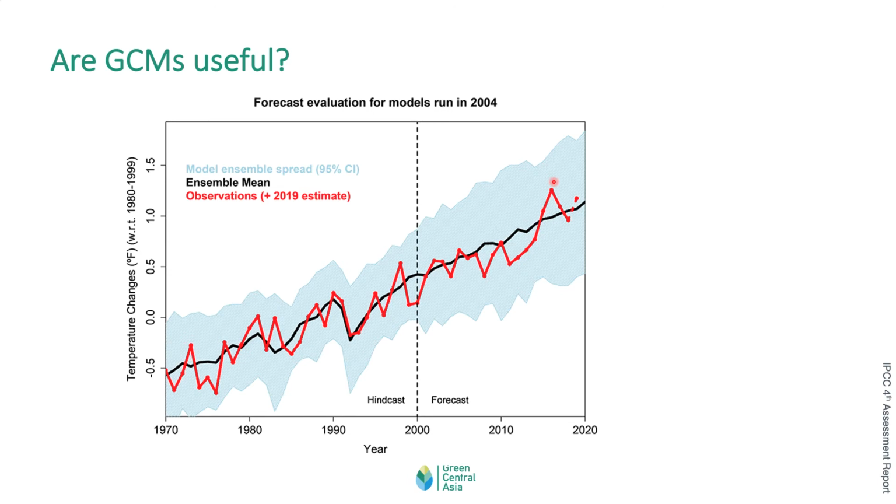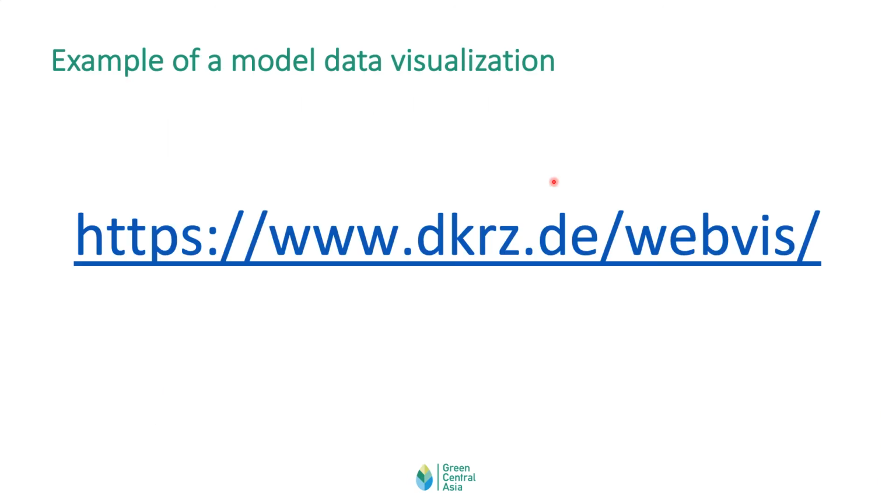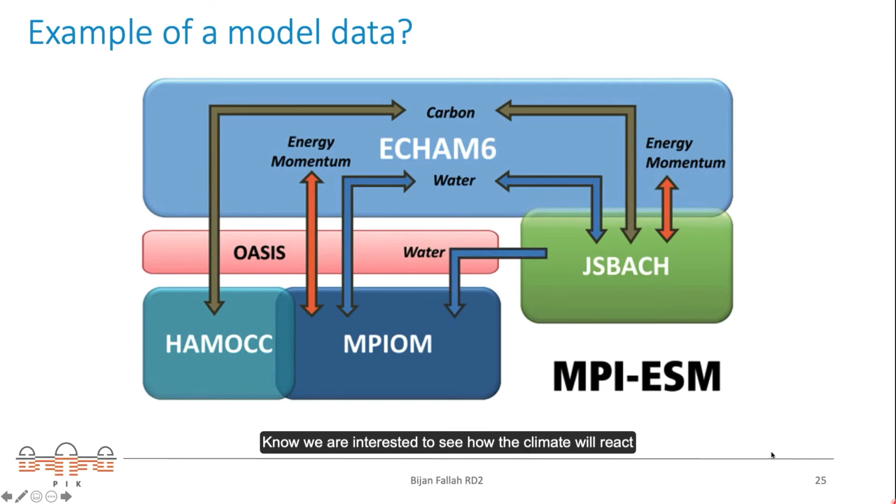So with that, now we want to see how the models will react to different RCPs, or different pathways that the human is gonna take to increase the CO2 concentrations. And I show you an example of that from a GCM model. Now we are interested to see how the climate will react to the changes in greenhouse gas concentration, following the 3 different scenarios, or the representative concentration pathways, RCP.